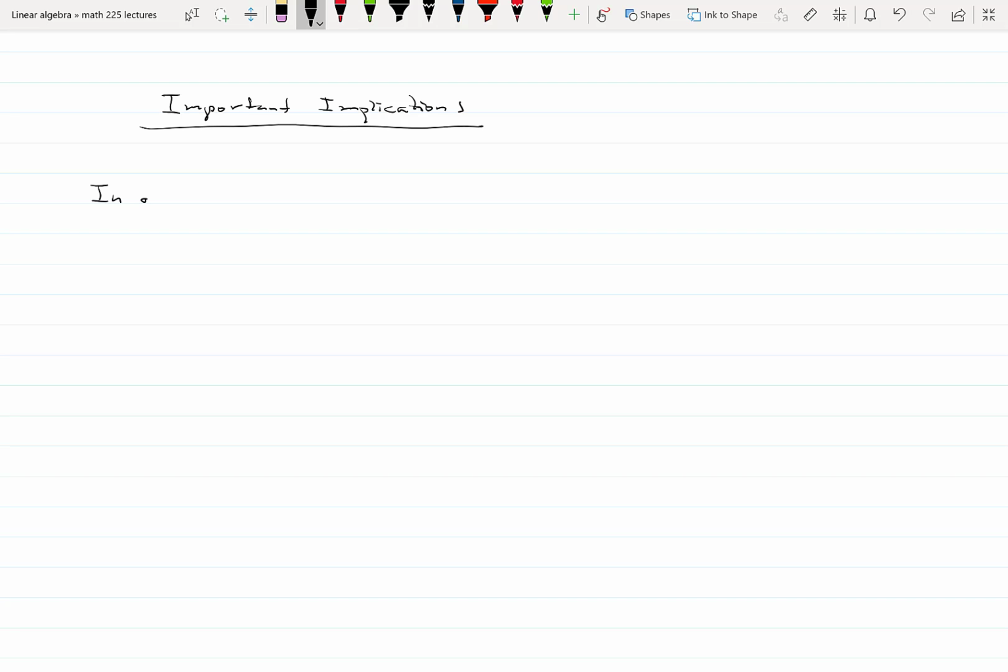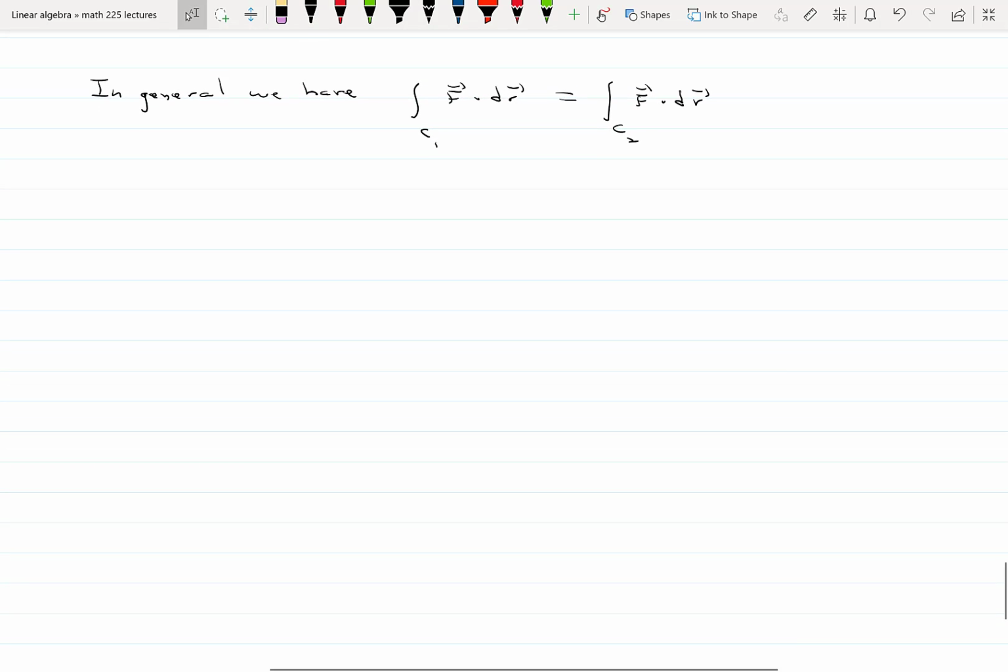If you haven't had physics, don't get too lost in this terminology. In general, we have the integral along, let's say, C1 of f dot dr, is not equal to the line integral along a different curve of the same forcing function, or function f, which doesn't have to be force, but very often it is. So generally, this is saying that the work resulting from moving an object along a curve depends on the path.